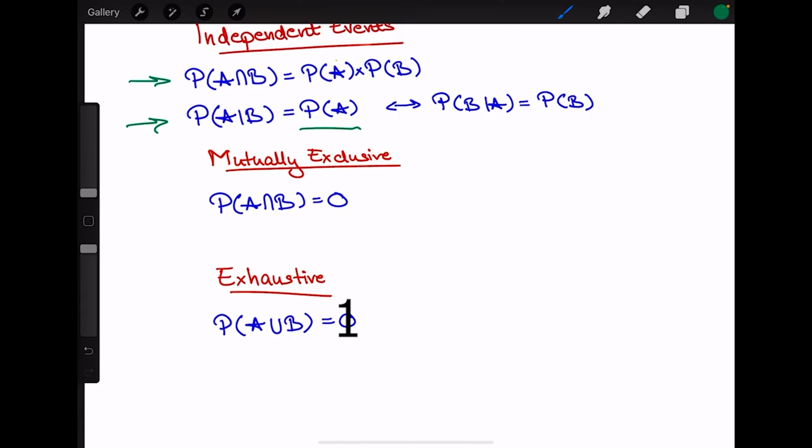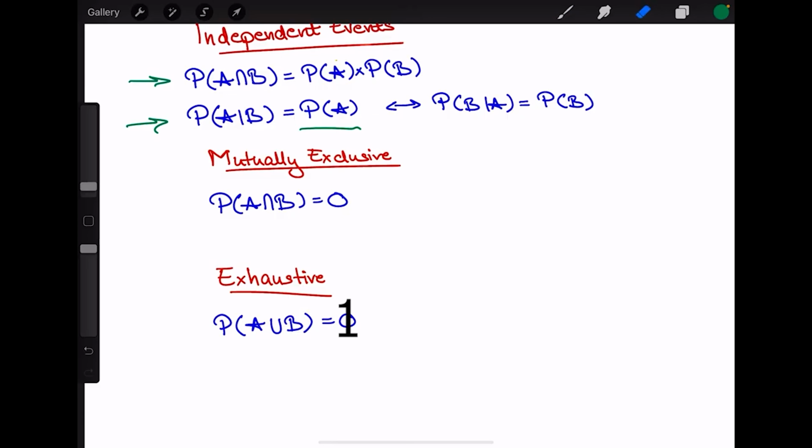Now, looking into mutually exclusive, it just says that they have no coinciding events. If A were to occur, B would not occur at the same time, so their intersection is 0. Exhaustive is the opposite. So their union is 1. They're always occurring together. Exhaustive probably won't come as often as, for example, independent events or mutually exclusive, but there might be a question or two regarding it.